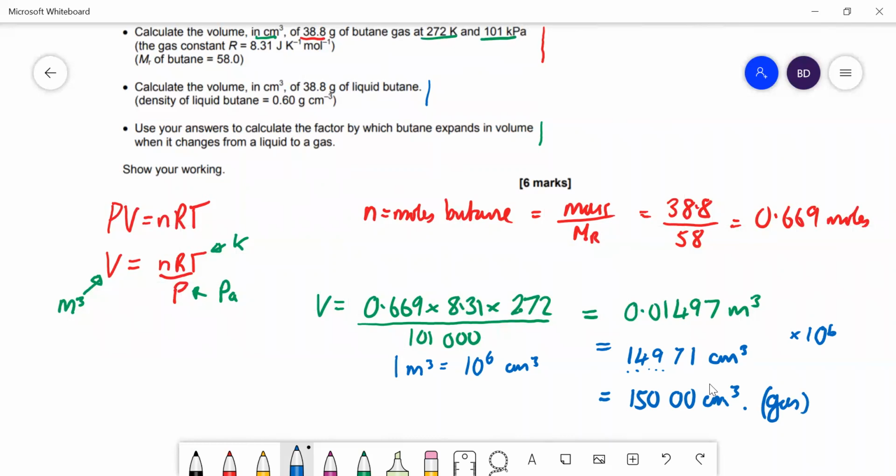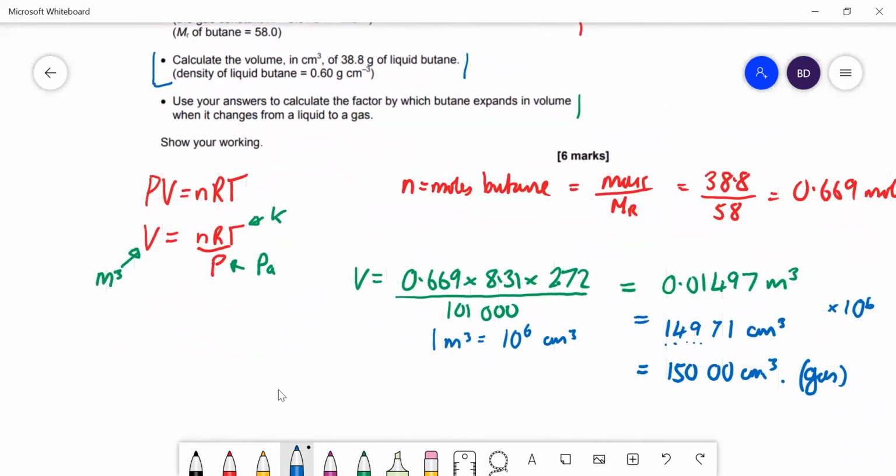Right, now the next thing we need to do is work out the volume of the liquid. Okay, so how are we going to do that? Well, we need to use density is equal to mass over volume. And we have to be careful with the units here. Right, so the volume in centimeters cubed is going to be equal to the mass divided by the density, because the mass is measured in grams and the density is measured in grams per centimeter cubed.